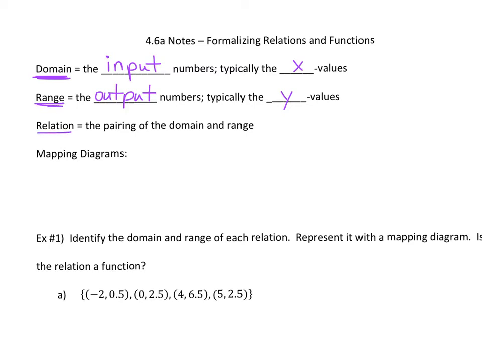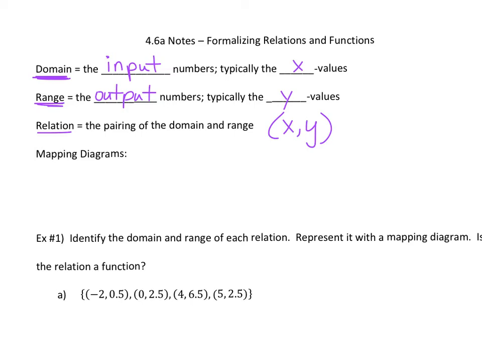And then a relation is just putting those two things together. So it'll look like this. You'll have an x and a y, and you've seen that before. That's a point, right? So it's naming a point on a coordinate plane, essentially. So what we're going to do today are two different things. You're going to do what are called mapping diagrams, and you're going to do the vertical line test, okay?